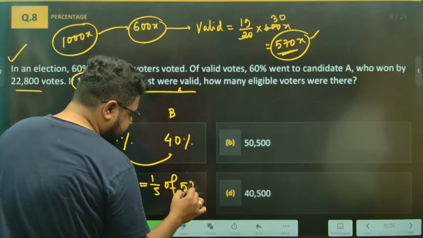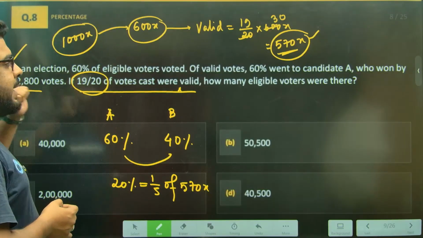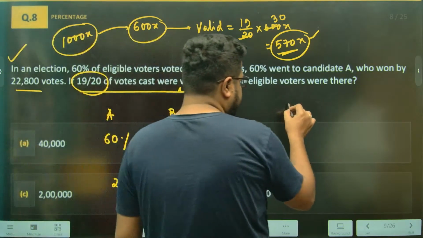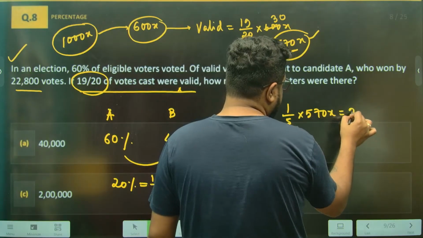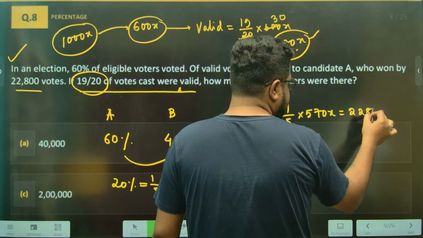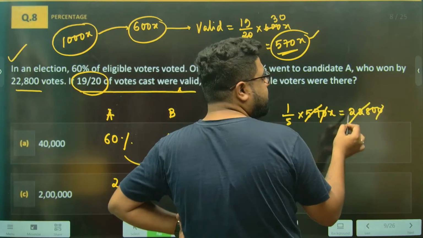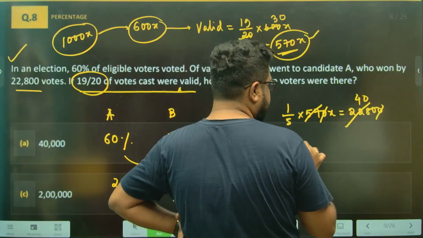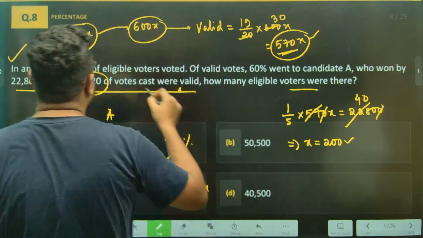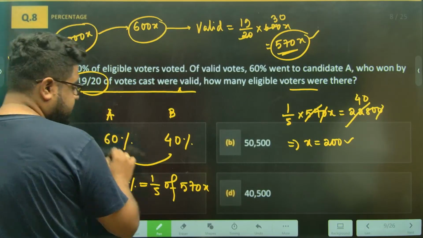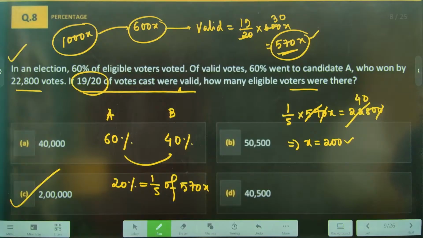That is 570x. That is given to you as 22,800. So I can write 1/5 of 570x is equal to 22800, sir. So 0 gone, 57, 2s are 114, 2s are this, meaning this is 4 times. So x is 200. Now how many voters were there? 200 into 1000. So 2 lakh voters were there. Option number C is the correct answer.